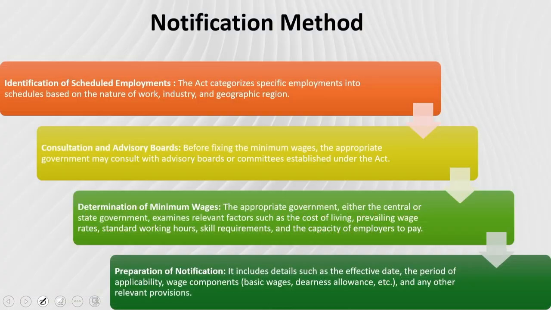Now, when we look into the second method, which is the notification method, please understand the appropriate government notifies the proposal to fix or revise the minimum wages. In this method, the government proposals are published in the official gazette for information of the persons likely to be affected, and specify a date not less than, let's say, 2 months from the date of notification on which the proposals will be taken into consideration.